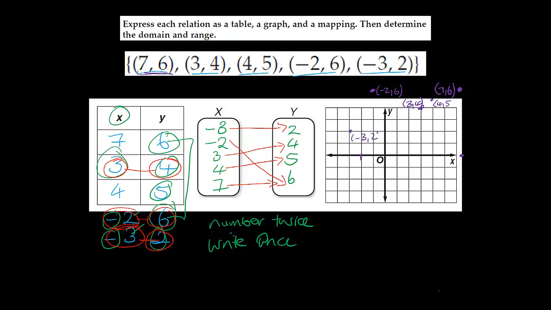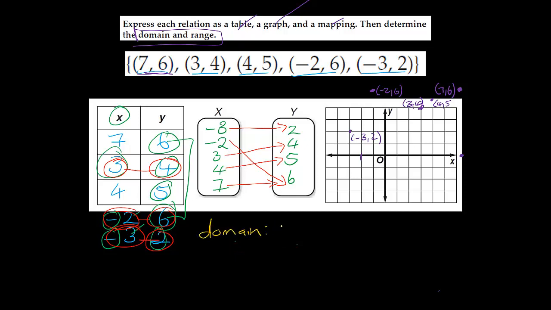Negative 3, 2. So remember, when you do this, you are going to have a much bigger graph paper and you will be able to plot everything on there. We're going to use our mapping. Remember that. So on the section, we are going to write the word domain.